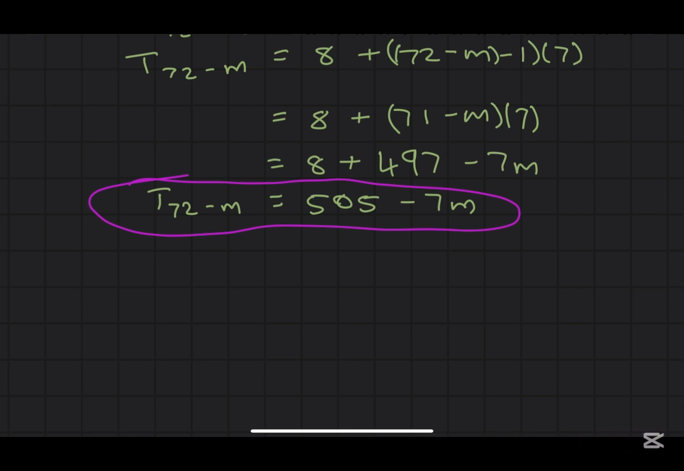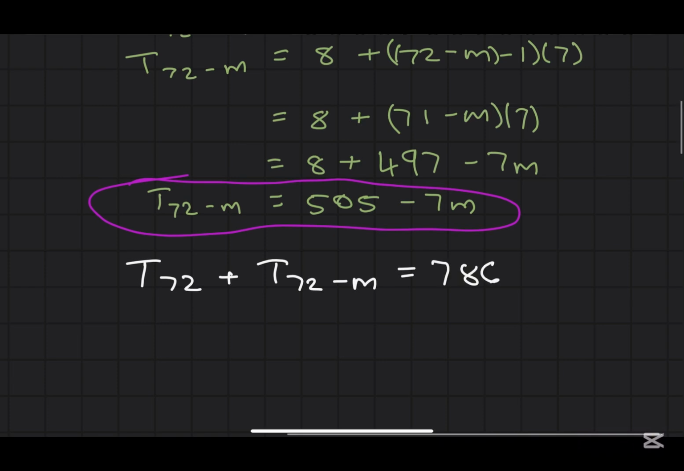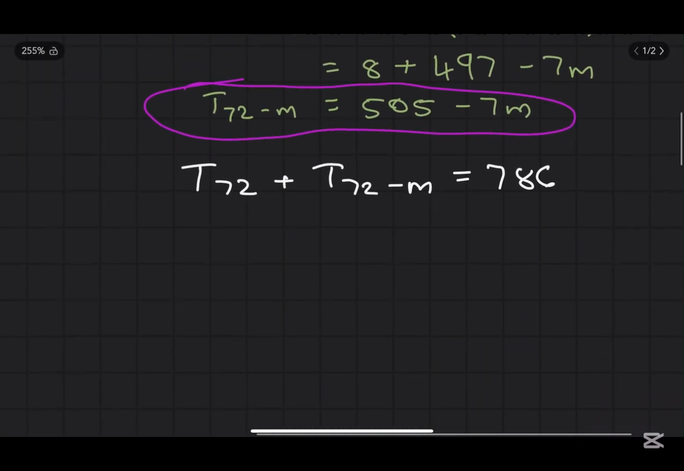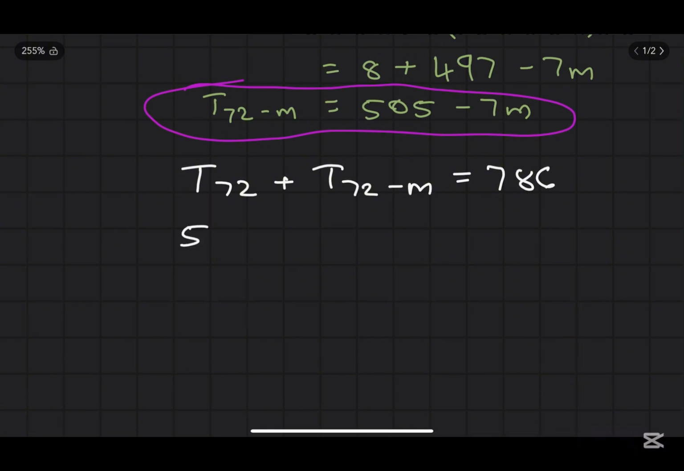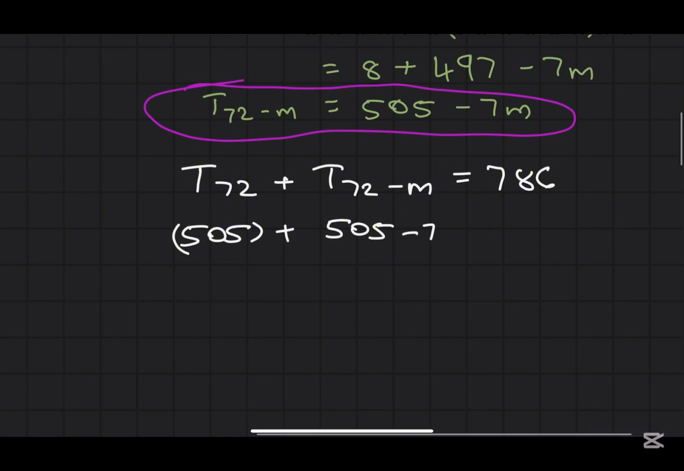All right. The main question asked: T72 plus T72 minus M is equal to 786, I believe. Yeah, 786. We know the value of T72, it was 505, plus the value of T72 minus M, which is 505 minus 7M, is equal to 786.